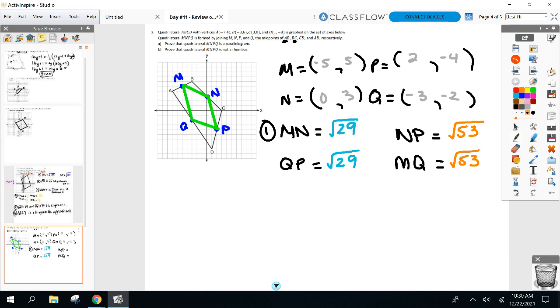Now remember, part A said prove it's a parallelogram first. Let's talk about that before we go to a rhombus. So step 2, MN congruent to QP and the other 2 sides, NP congruent to MQ. Because distances are equal.